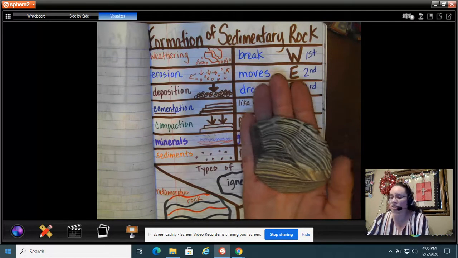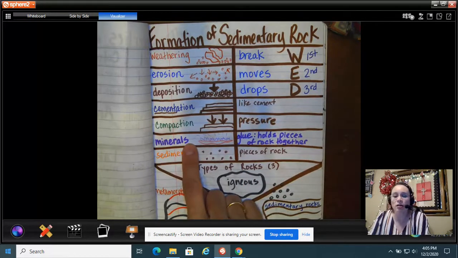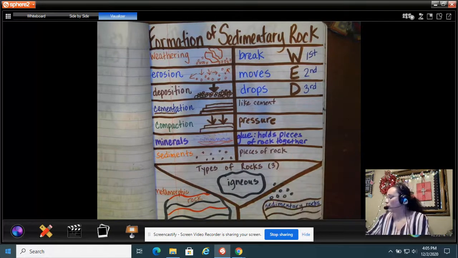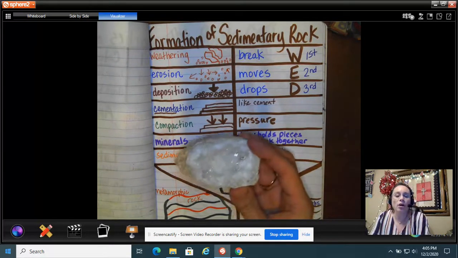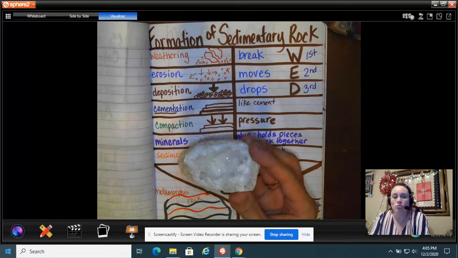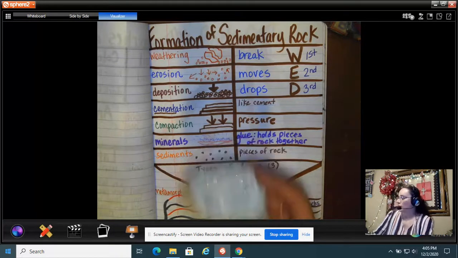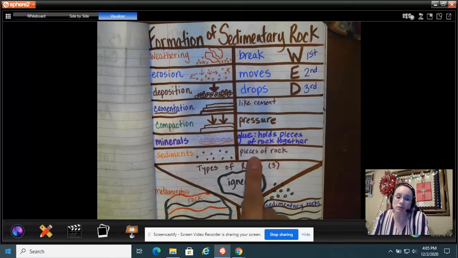Okay. How did it stick together like this? Well, minerals inside that rock are like the glue that holds the pieces of rock together, and they look like crystals. Okay. So I have some minerals here. I have a rock, and you can see that there are shiny or glistening parts. Those are like crystals, and they are the minerals that bind these little sediments or pieces of rock together. Okay, so the last one is sediments, which is just pieces of rock.